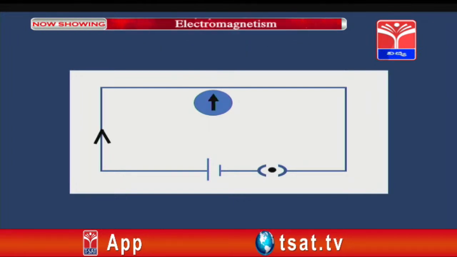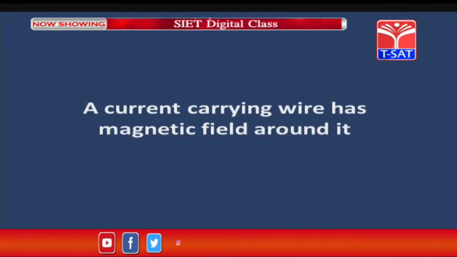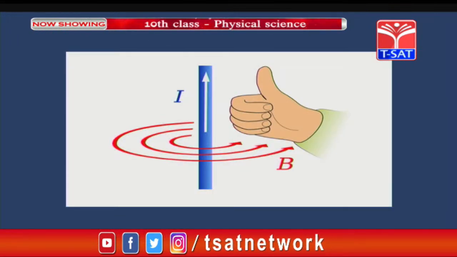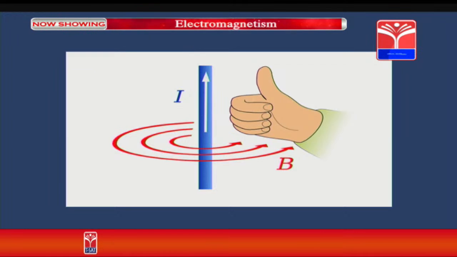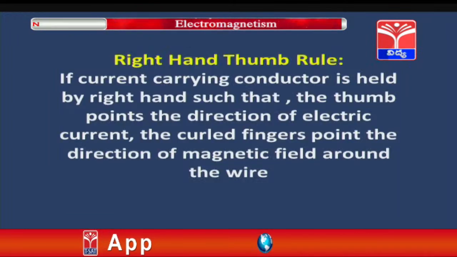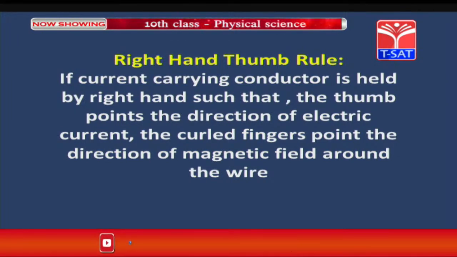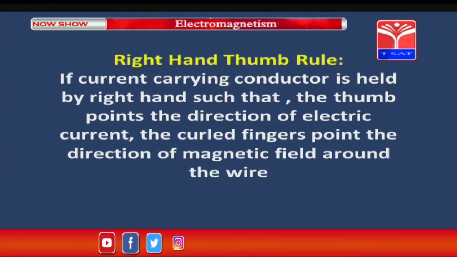So, whenever current flows in the wire, magnetic field will be produced. A current carrying wire has a magnetic field around it. The magnetic field around a current carrying wire is given by right hand thumb rule. If current carrying conductor is held by right hand such that the thumb points the direction of electric current, the curled fingers point the direction of magnetic field around the wire.